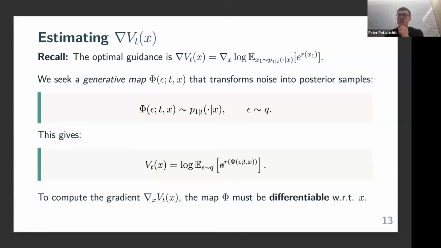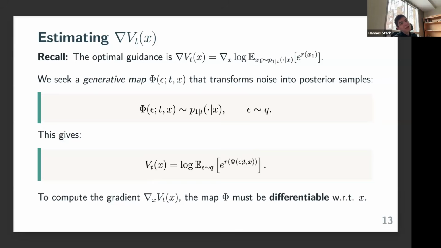Just to repeat that, oftentimes what people will do, instead of taking a sample from this posterior distribution, is approximate it with a point mass at the denoised mean. We just take the denoiser and estimate it at the denoised mean. Whereas instead, what we're saying here is let's actually sample from this full posterior distribution. And if we can sample from this posterior distribution, then we're going to get a good estimate of the gradient of the value function.